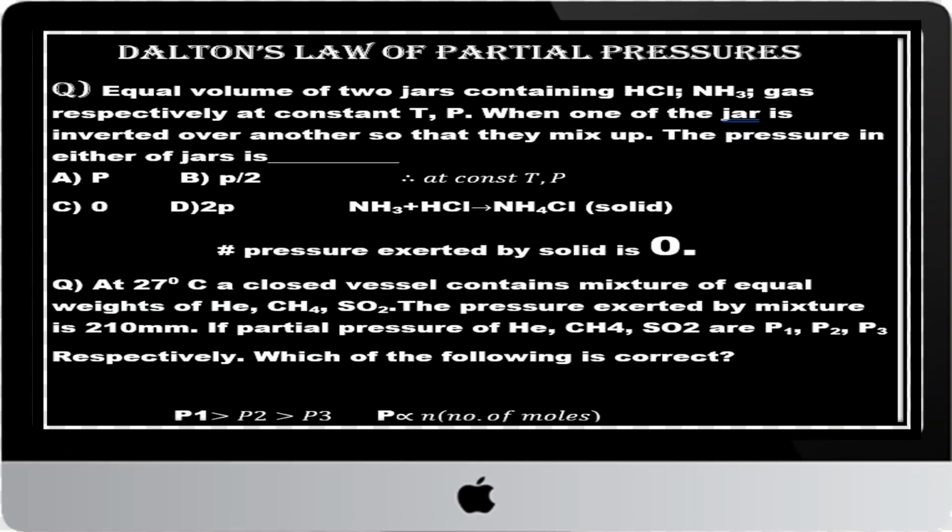Here is another important question based on Dalton's law of partial pressures. Equal volumes of two jars containing HCl and NH3 gas respectively, at constant temperature and pressure. When one of the jars is inverted over another so that they mix up, the pressure in either of the jars is simply zero. Simply zero. It is the most important question that has been asked many times in previous years. Therefore, at constant temperature and pressure, we know this equation: NH3 plus HCl gives rise to NH4Cl. NH4Cl is a solid.